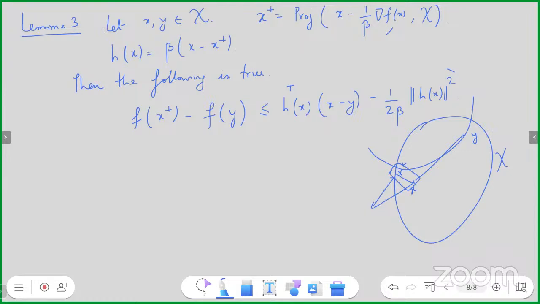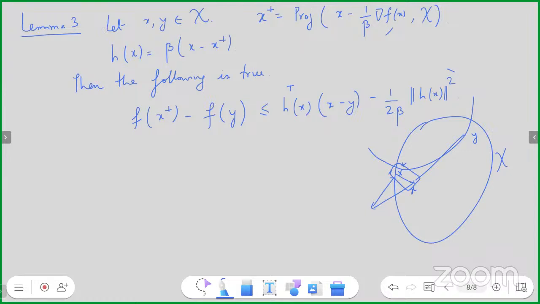Use the projection lemma, which we wrote down first: projection of y minus y times projection of y minus x, y less than or equal to 0. So we use that to begin, in some sense. See, x minus 1 by beta gradient of f of x can essentially be outside, and that projection is x plus. So we can actually readily apply the projection lemma to begin.